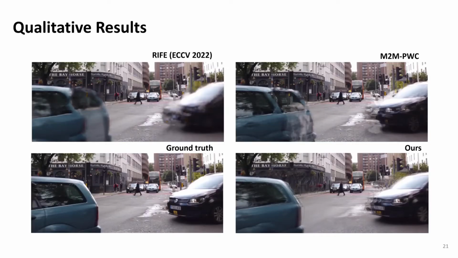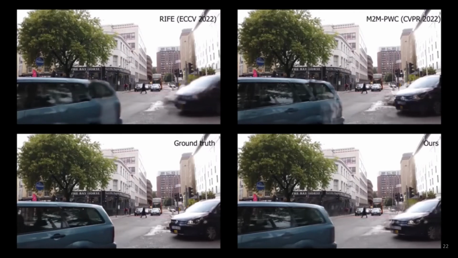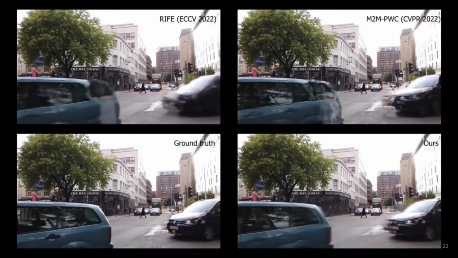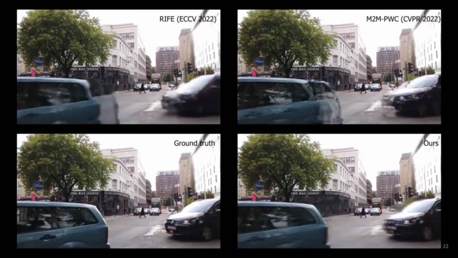Qualitatively, our approach is better at interpolating large object motion in 4K video frames. Both Rive and M2M PVC create more intense ghosting. Here you can see the whole scene from the last slide in motion. We show 8 intermediate frames for 2 input frames.